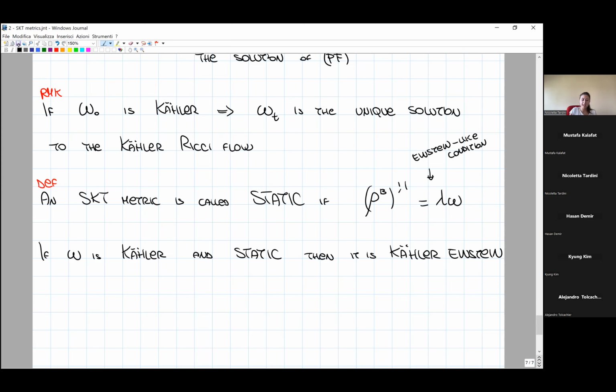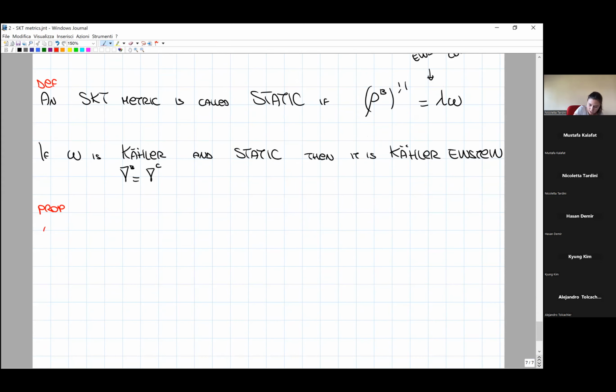Because if it is Kähler, it means that the Bismut connection coincides with the Chern connection, which coincides with the Levi-Civita connection, okay? The Kähler condition is very strong, okay? All the connections coincide because you have no torsion. And so this Einstein-like condition becomes the standard Kähler-Einstein condition when your metric is Kähler. And Streets and Tian proved the following proposition.